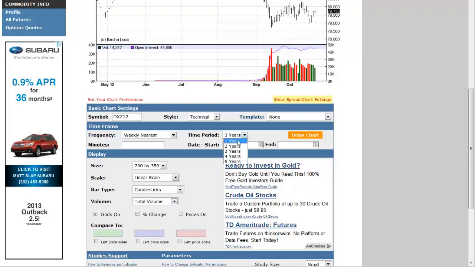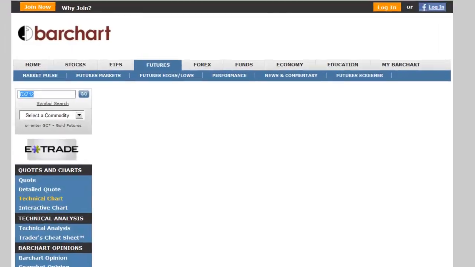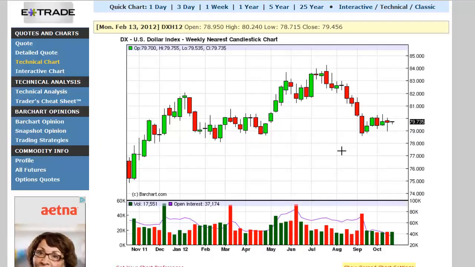I'm going to change it to 1 year. And make sure this is saying total volume. Okay, total volume. And the reason why is you won't get the open interest and volume as you see down here otherwise. Click draw. Okay, and a window pops up with a new chart here. What this is, is a weekly chart using weekly range highs and lows derived from the nearest contract month of the US dollar index.